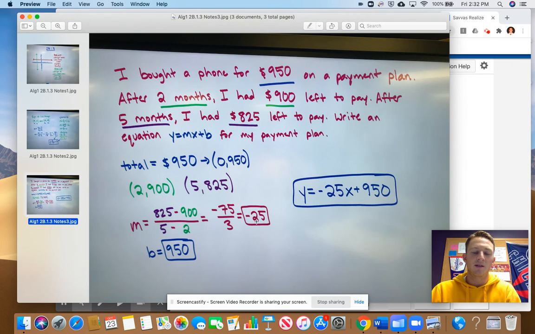And we can take this slope and this y-intercept and plug it into our equation. So we have y equals negative 25x plus 950. And that'll tell us, depending on what month we are in, we know exactly how much left we will have to pay on that phone.